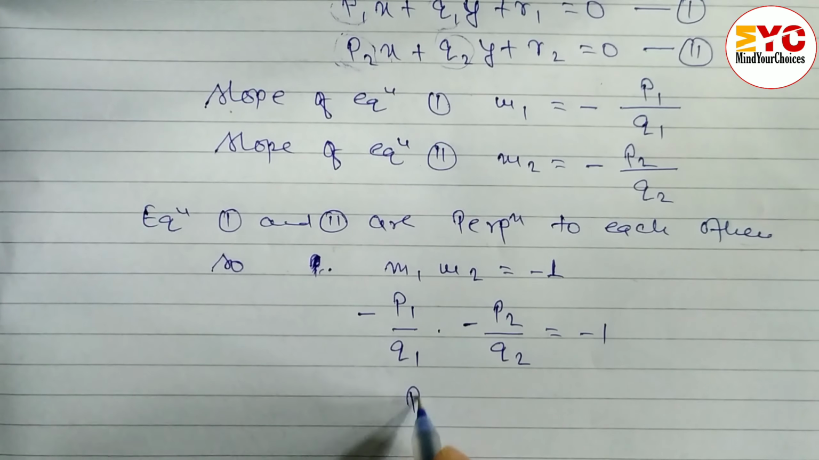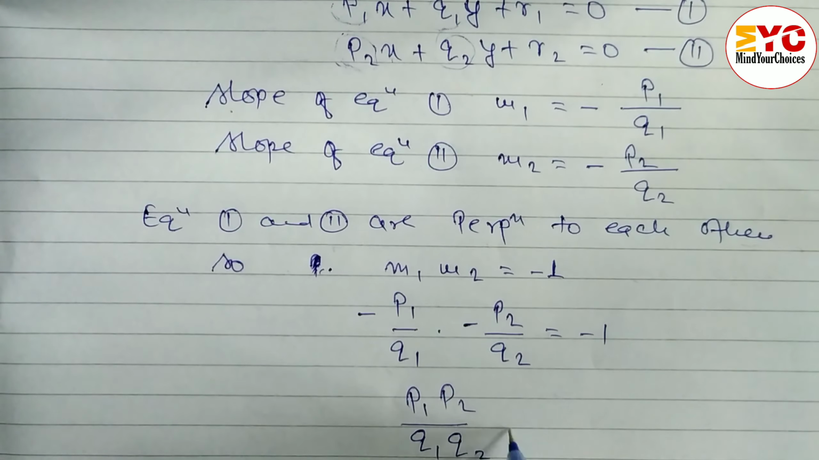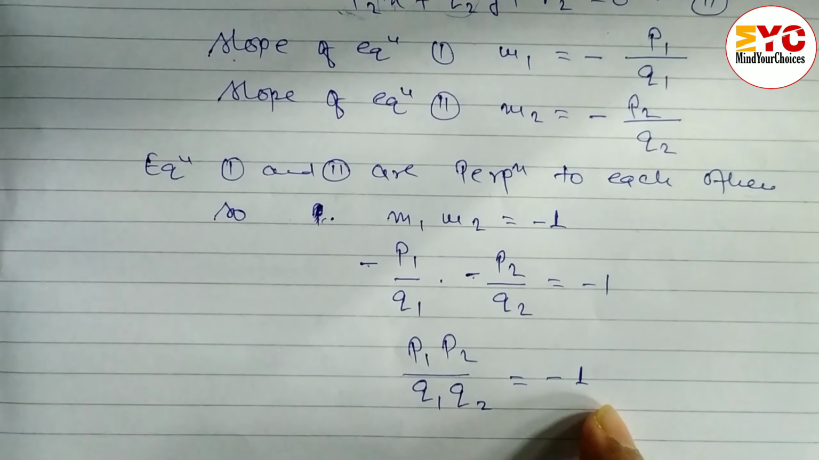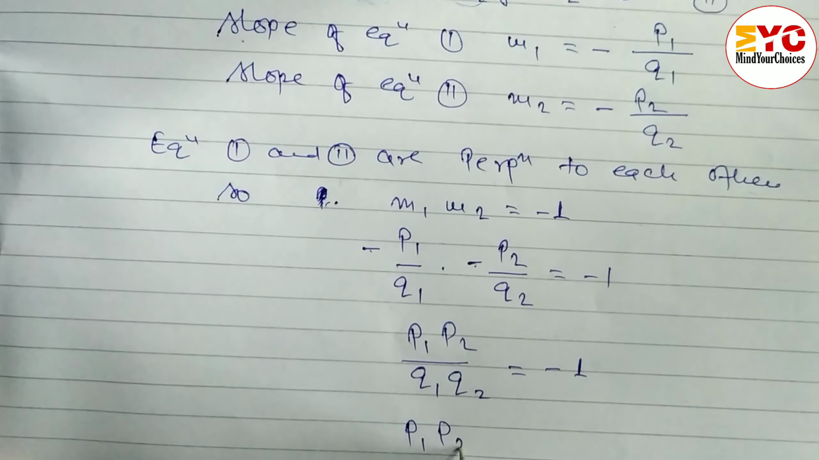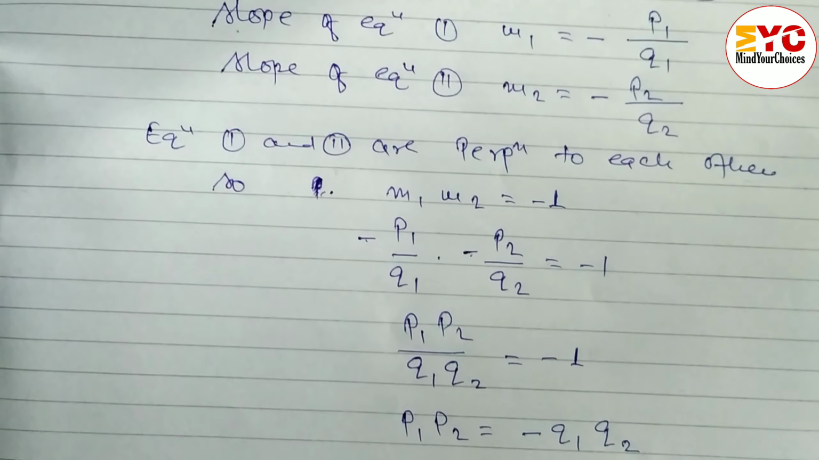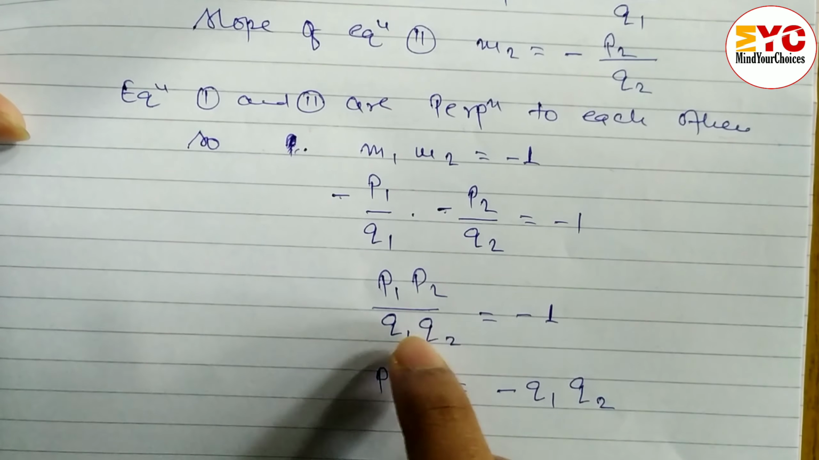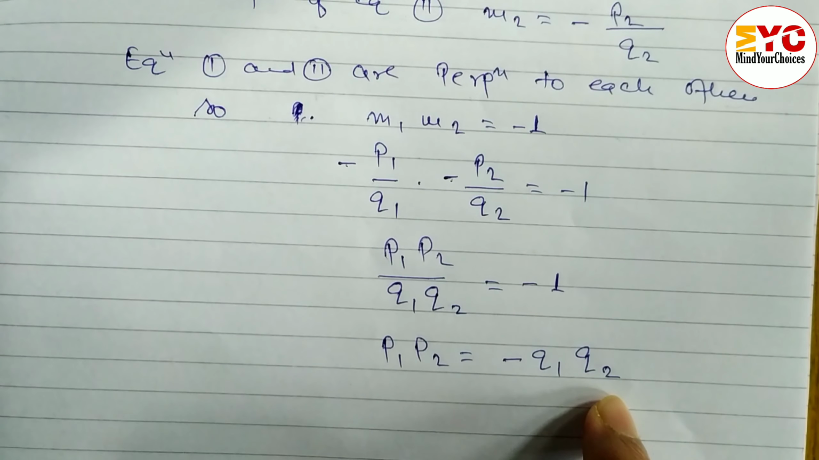Minus minus plus, so we can write p1 p2 by q1 q2 is equal to minus 1. Minus minus plus. Now cross multiply and we get here P1 P2 is equal to minus Q1 Q2. When you cross multiply, we get minus 1 into Q1 Q2, which is minus Q1 Q2.